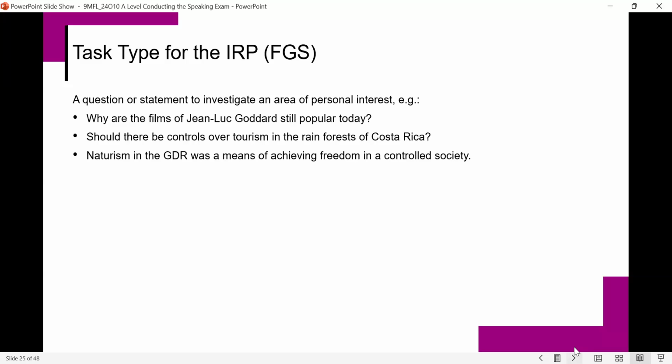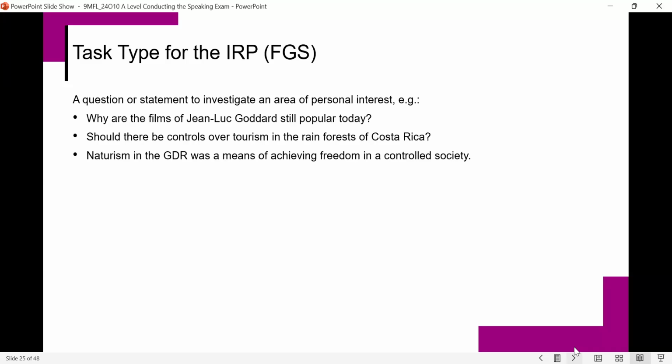Now, the type of task for the independent research project, and look, there's a sort of French, Spanish, and German kind of examples. It should be a question or a statement, really. And I find usually a question is a good title. The question or statement, again, really this should be in English. They are allowed to do the title in the target language, but ideally it should be in English.